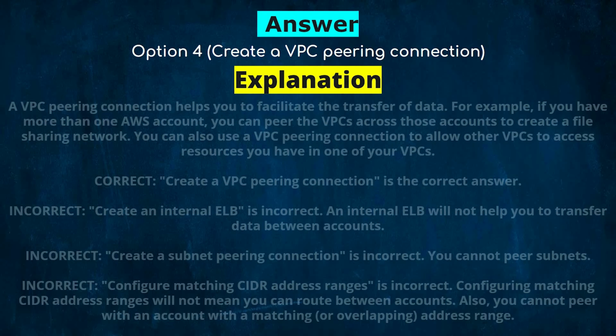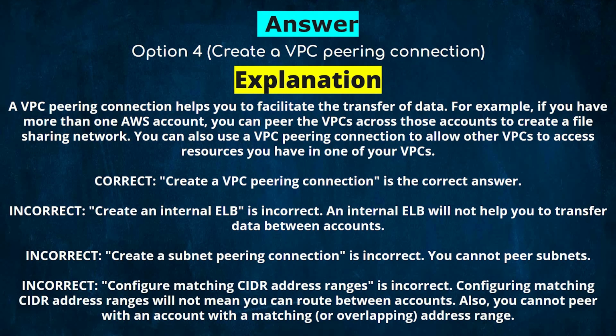Explanation: a VPC peering connection helps you to facilitate the transfer of data. For example, if you have more than one AWS account, you can peer the VPCs across those accounts to create a file sharing network. You can also use a VPC peering connection to allow other VPCs to access resources you have in one of your VPCs. Create a VPC peering connection is the correct answer. Create an internal ELB is incorrect.